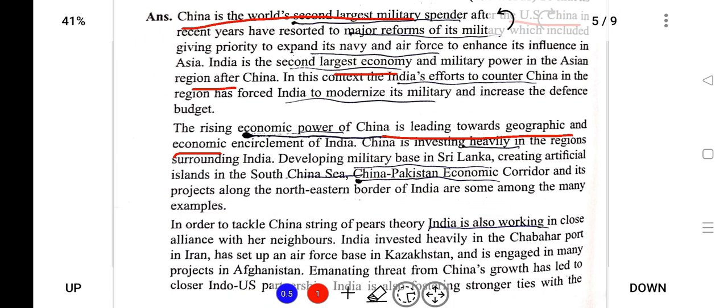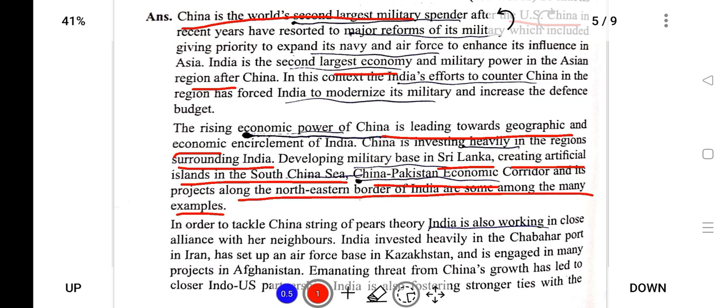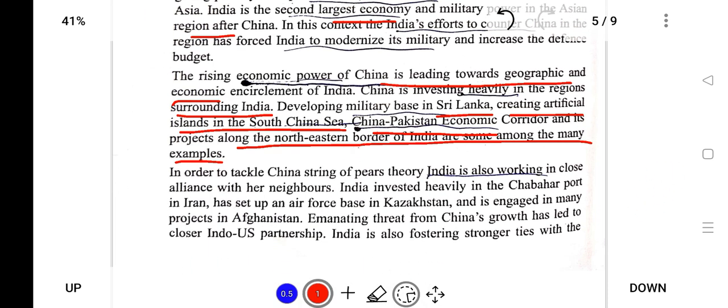encirclement of India. China is investing heavily in the regions surrounding India, developing a military base in Sri Lanka, creating artificial islands in Southeast Asia. The China Pakistan economic corridor, and projects along the northeastern border of India are among the examples. The recent example is that China has been establishing colonies in Arunachal Pradesh, which was ceded over by the Indian defense. And also, you must be familiar with the Silk Route of China.